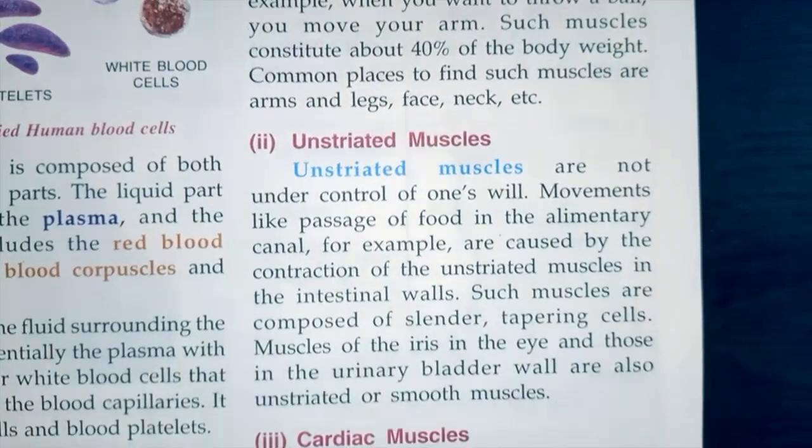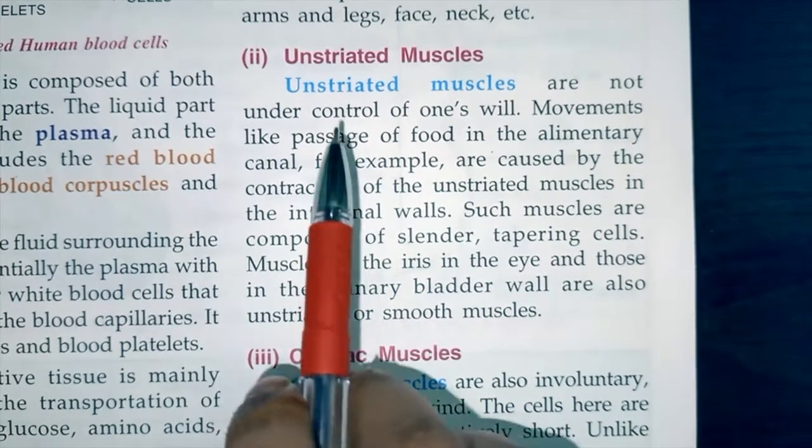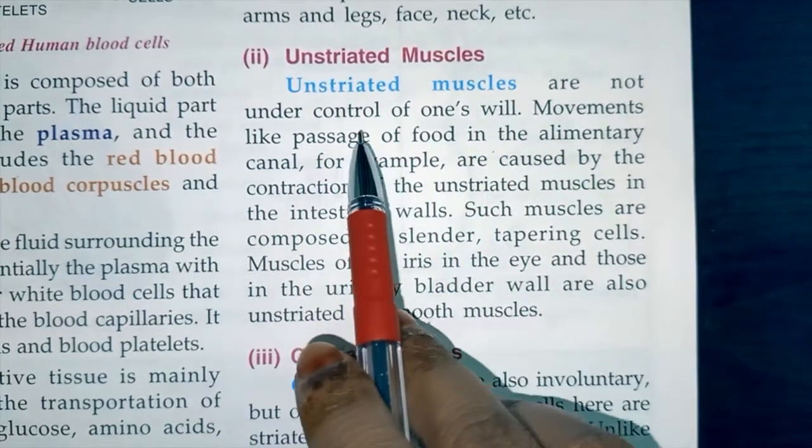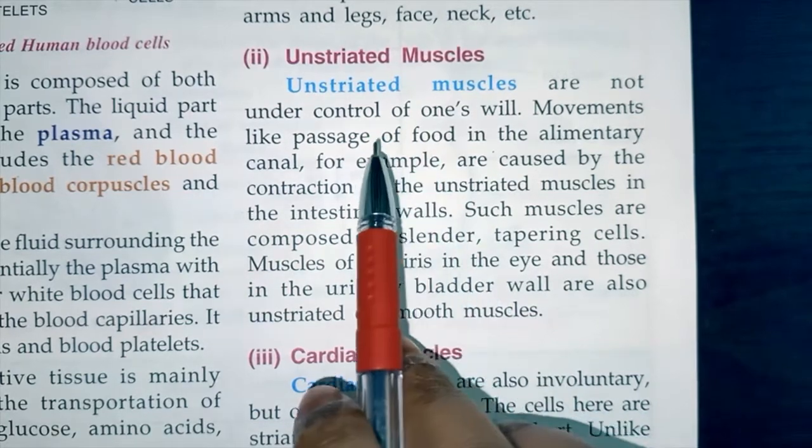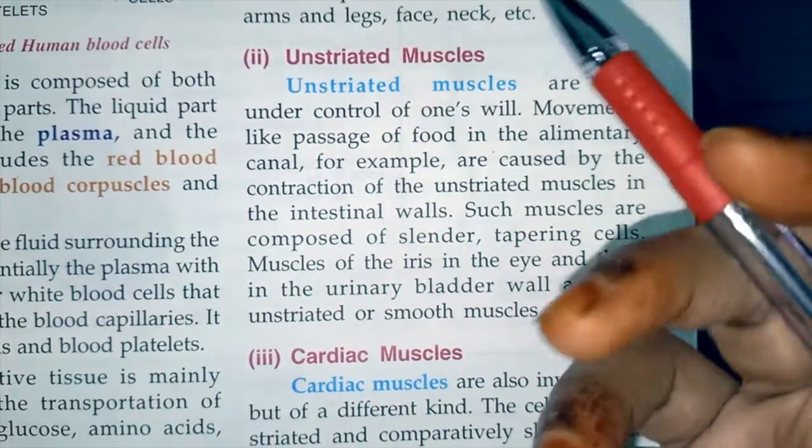Now, number two is unstriated muscles. Unstriated muscles are not under control of one's will. They are not under our control. Involuntary, that is why involuntary.